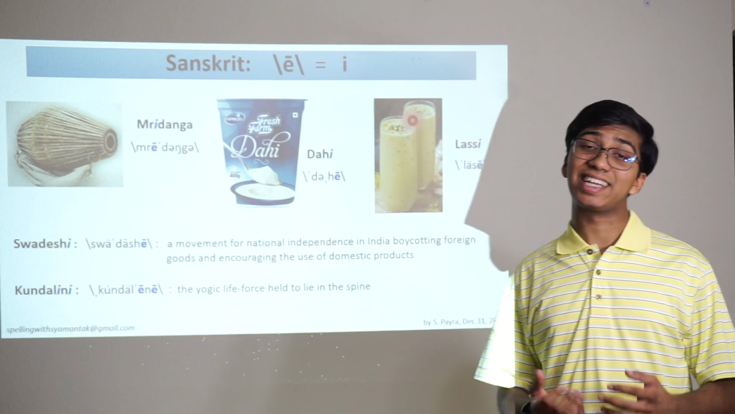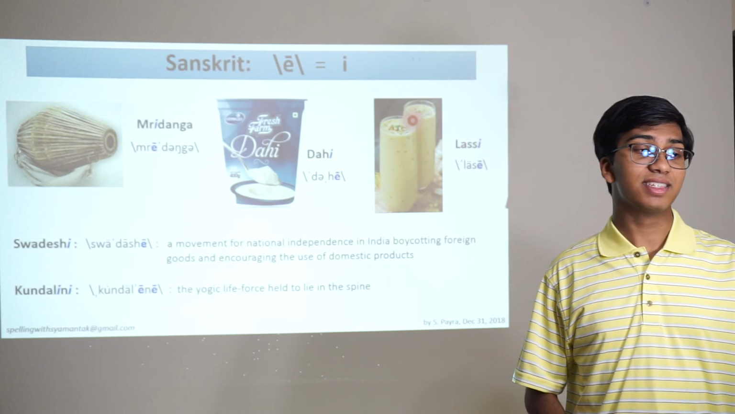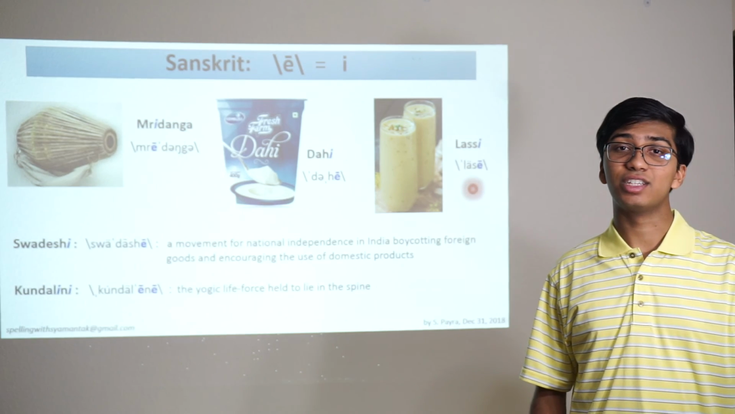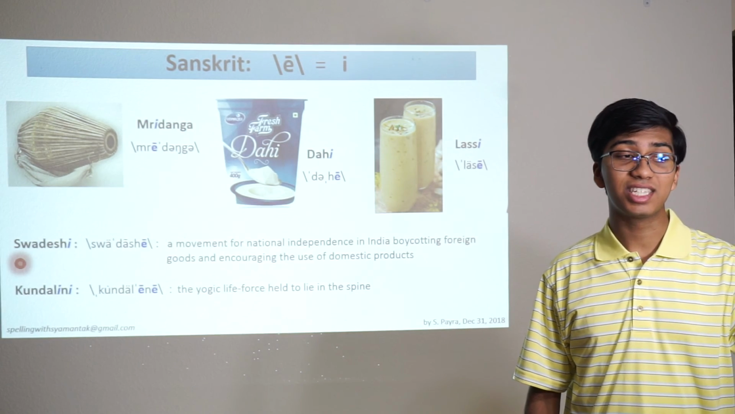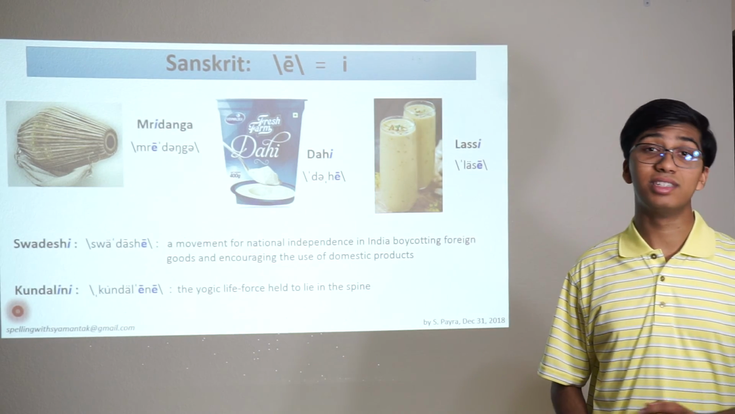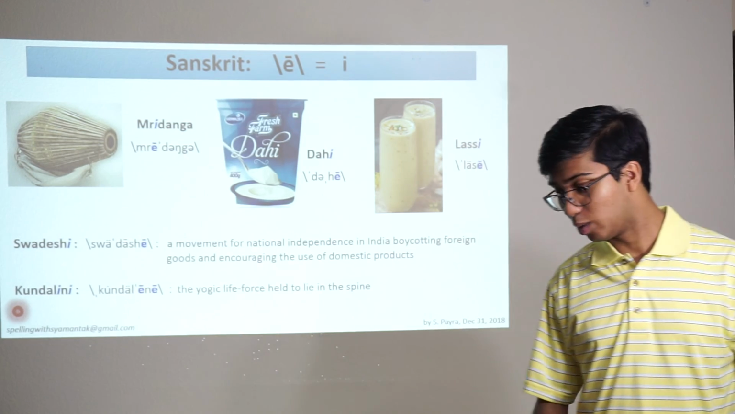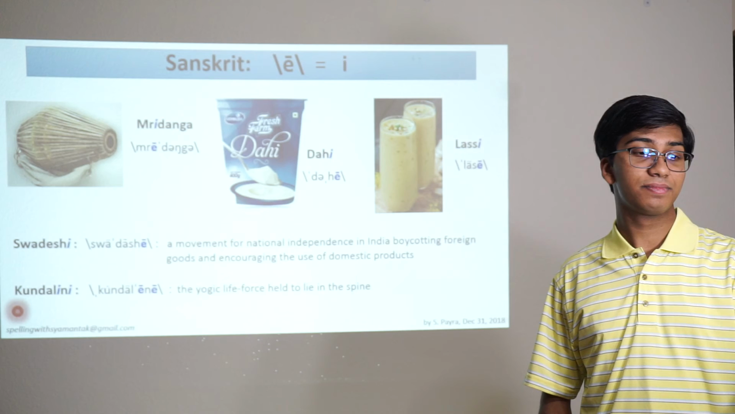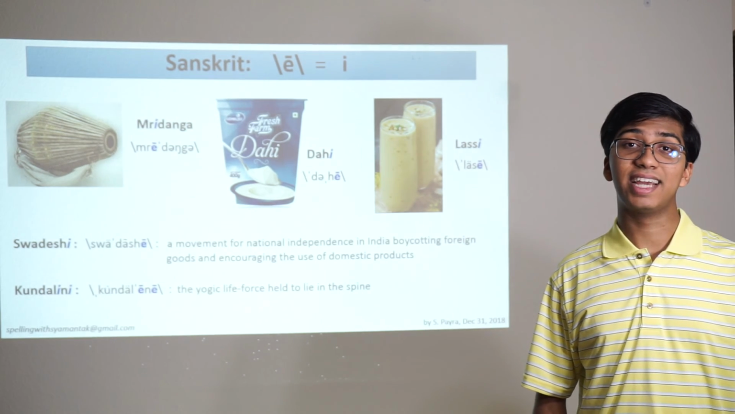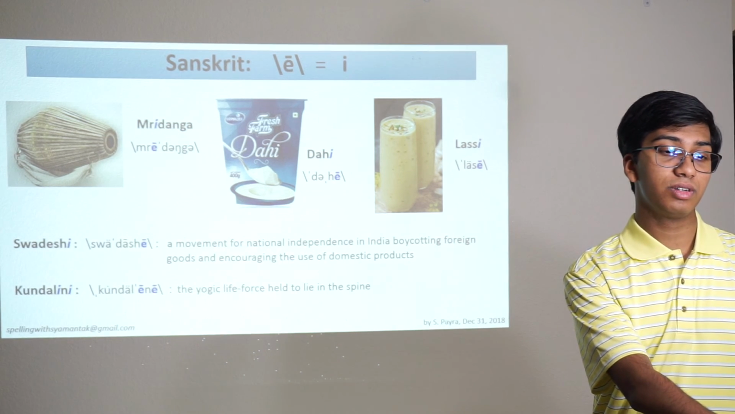Similar thing happens with the E vowel. That is spelled with an I. Mridanga, this type of drum. Dahi, yogurt. Lassi, a yogurt drink, Swadeshi, a movement for national independence, and Kundalini, the yogic life force in the spine. All of these are united by that same E sound being spelled with an I. A couple other words you can also remember are Manipuri, a dance form associated with a region of India, as well as my computer needs to cooperate.